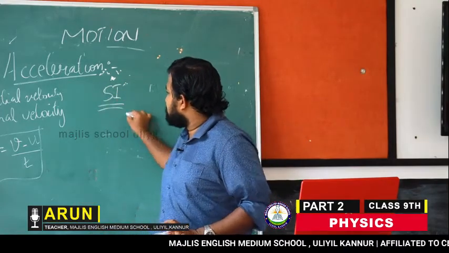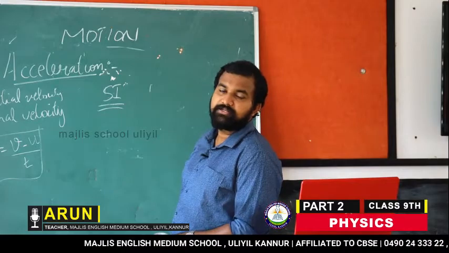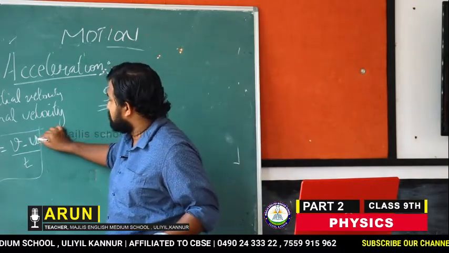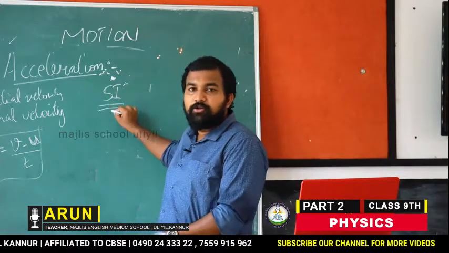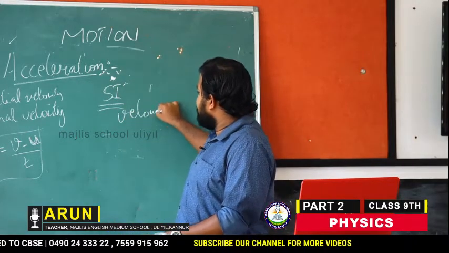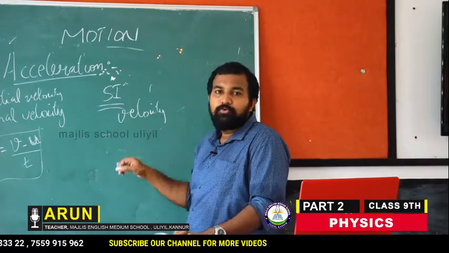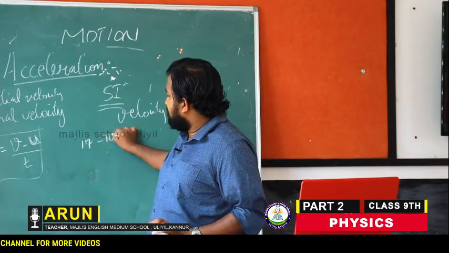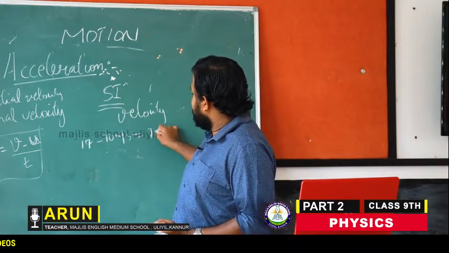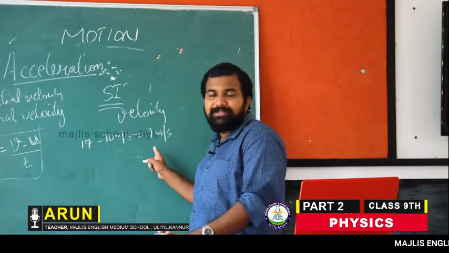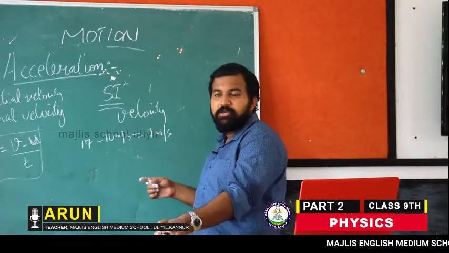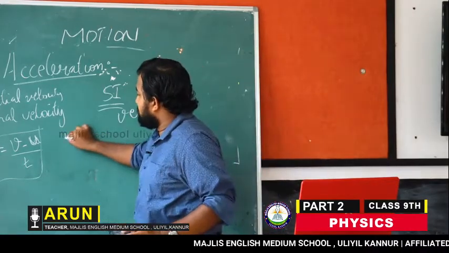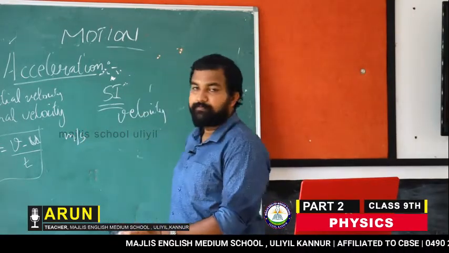Now, what is the SI unit of acceleration? Important. How can we find out? What was the SI unit of the change in velocity? The change in velocity itself is again velocity. I told you 17 meter per second minus 10 meter per second gives 7 meter per second, so that quantity is again velocity. What is the SI unit of velocity? The SI unit of velocity is meter per second.